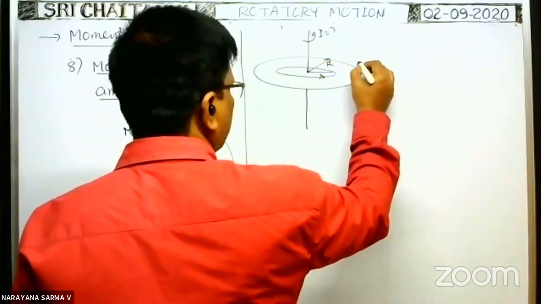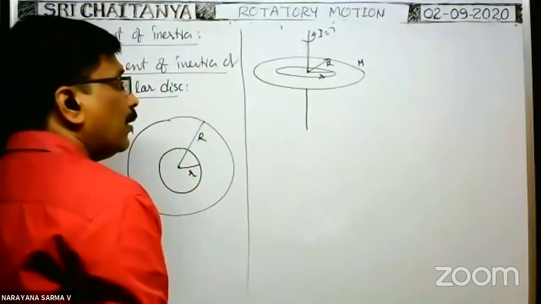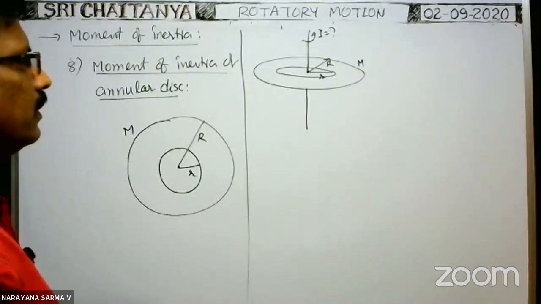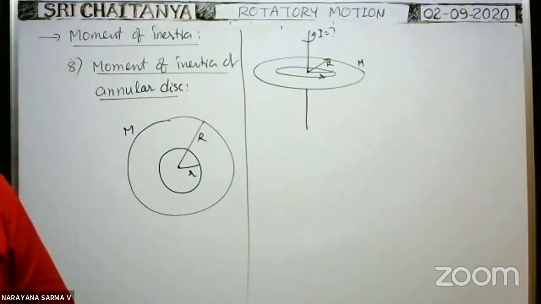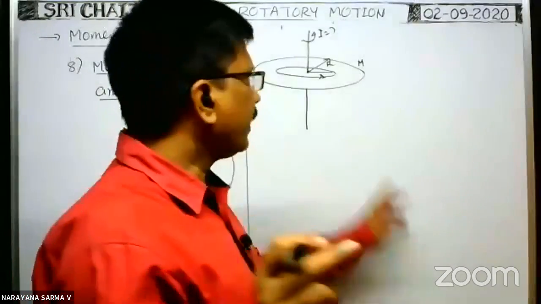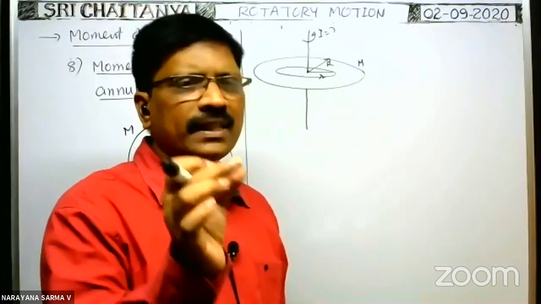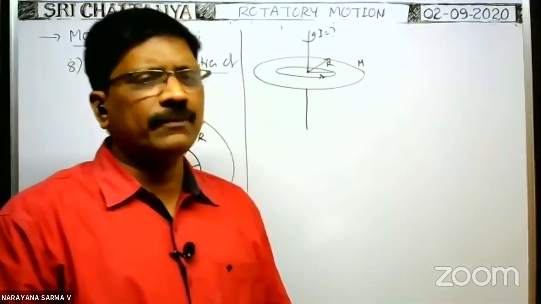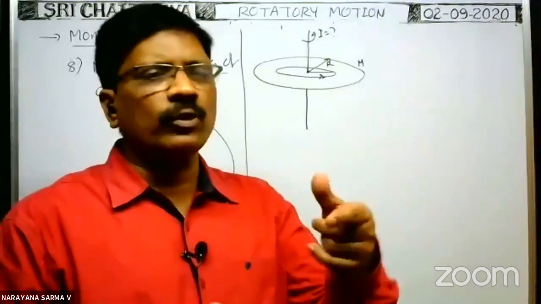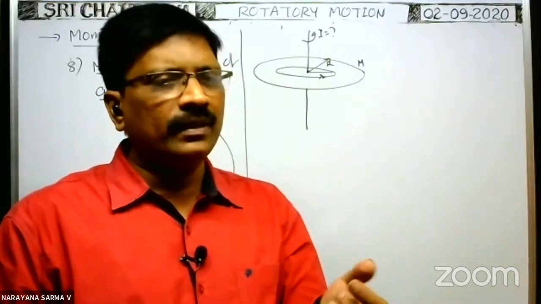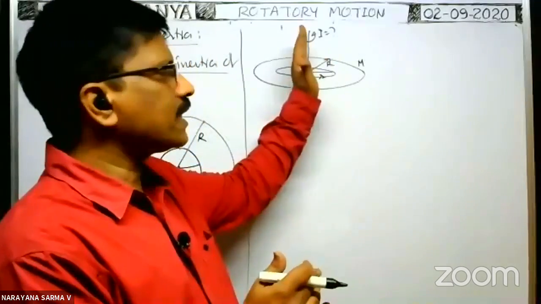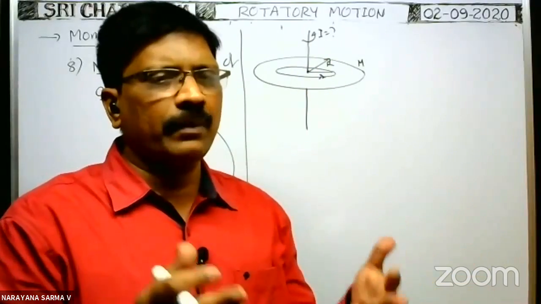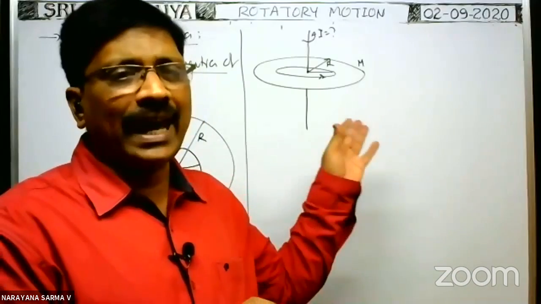Mass is capital M. How can we find it? Here, this is not the circular ring. In case of a circular ring, the inner radius and outer radius are both the same because the thickness is very small. That's why, in case of a circular ring, about this axis, the moment of inertia is simply MR square.